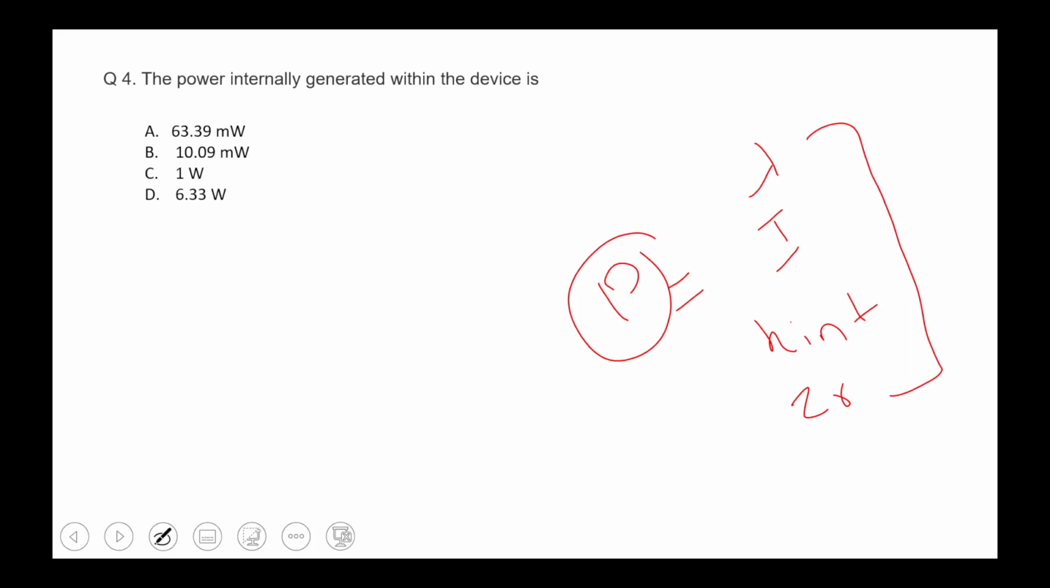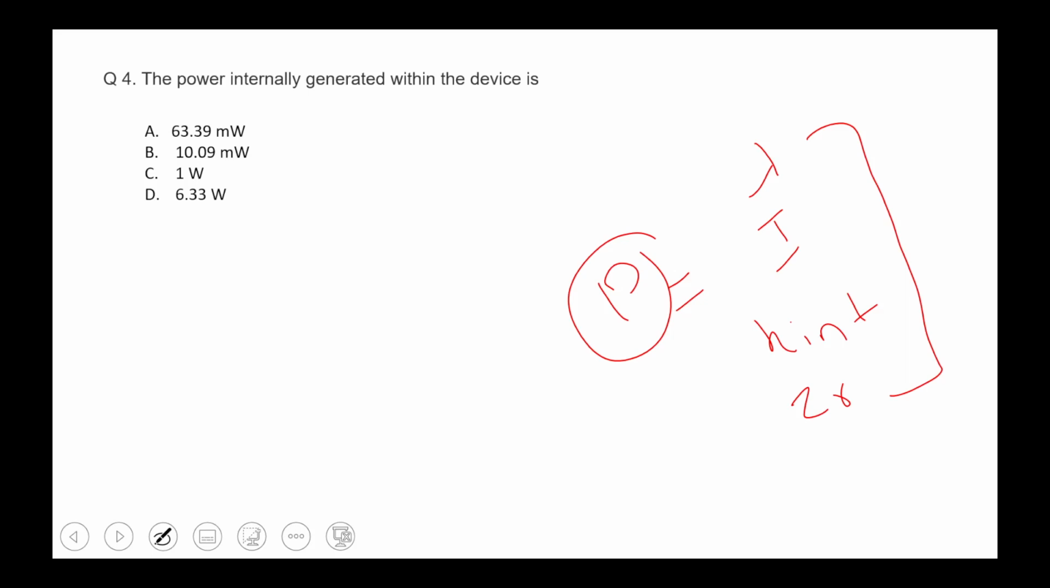So what happened in that case? How can you optimize that? Any idea? Yes, it will depend upon the external quantum efficiency. Can you explain the difference between external and internal quantum efficiency?